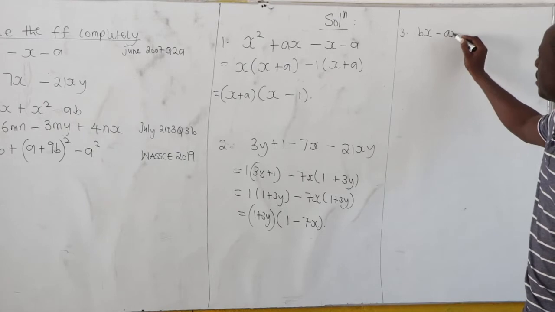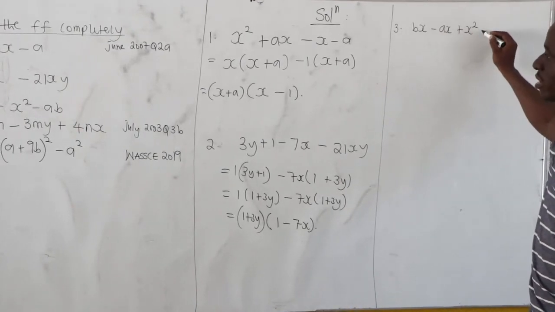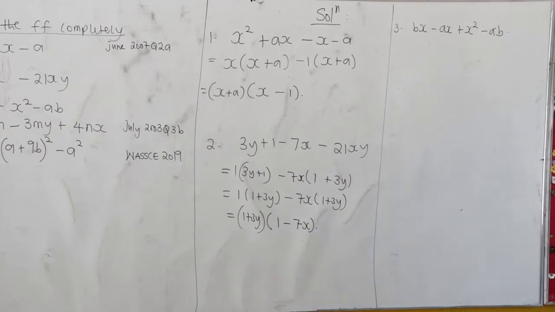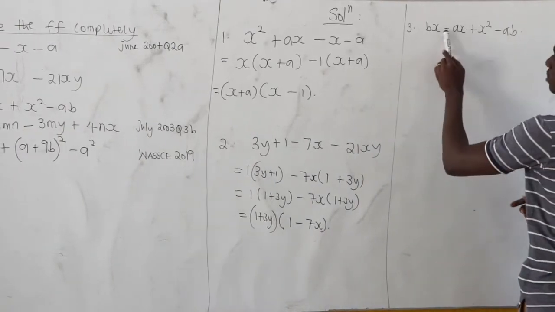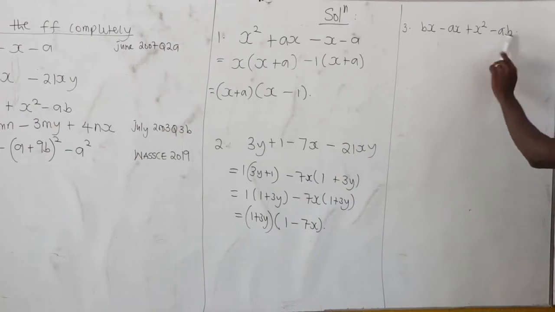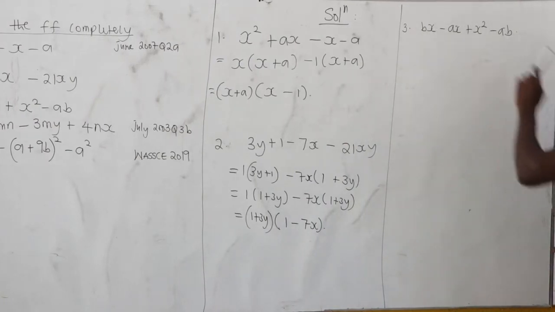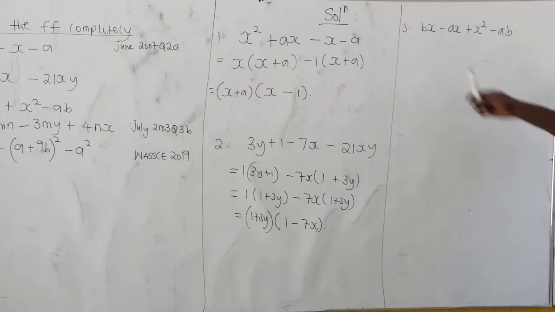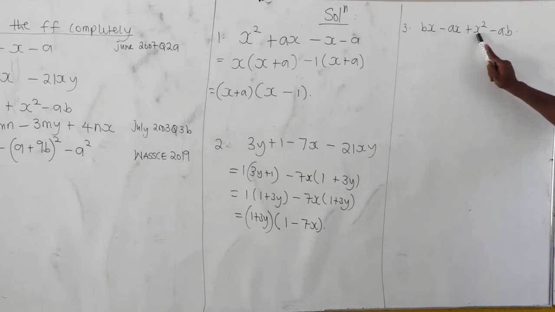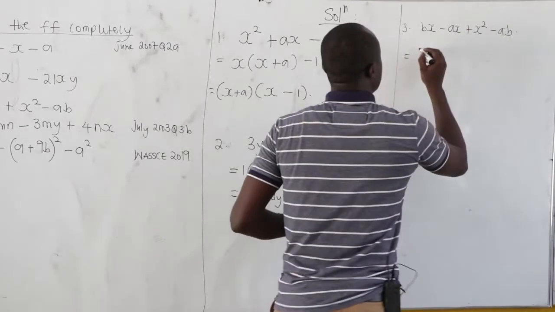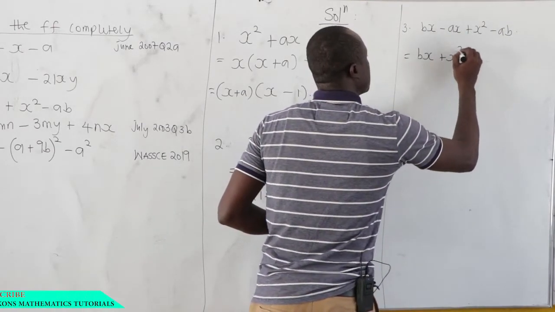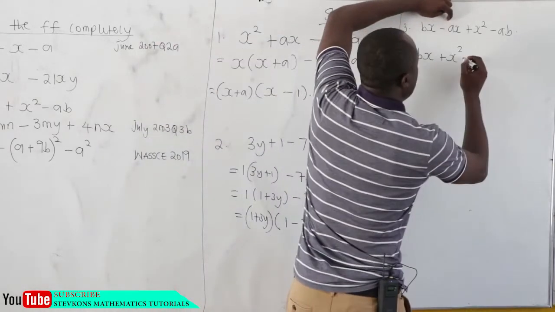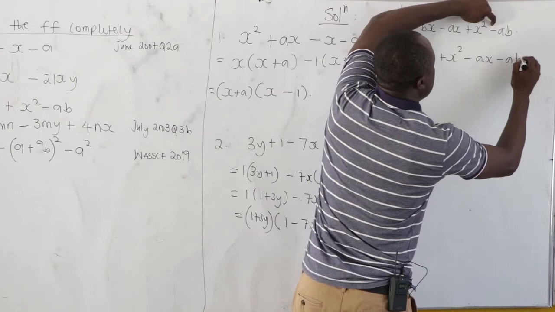Now, let's see the third question. We have bx minus ax plus x squared minus ab. Let's assume we are taking the first two, x is common. But then over here, we don't have any common factor. So let's take bx and then x squared. If we take bx and then x squared, we can have our b and then 1. So we have bx plus x squared. Now what is left here? We have negative ax minus ab.